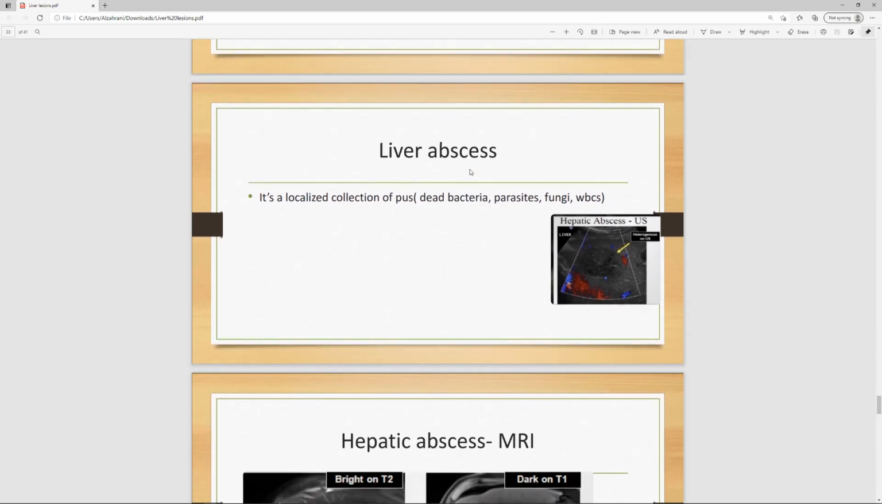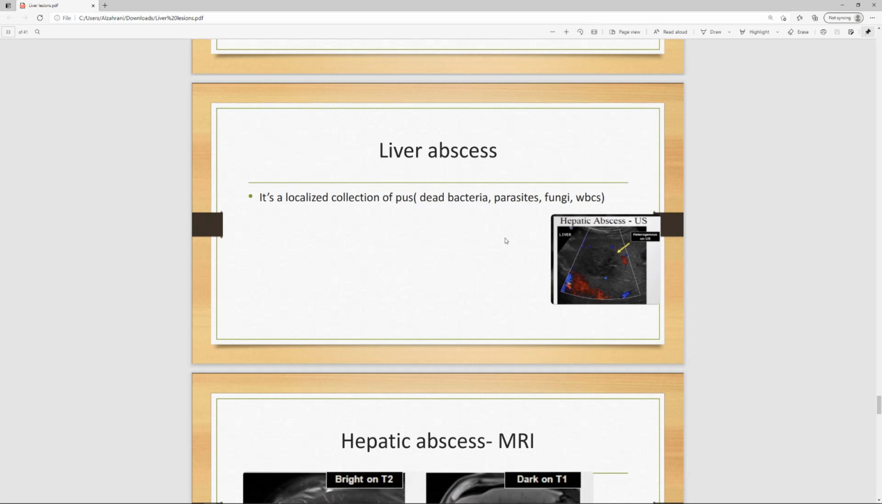As you know, what does abscess mean? Means pus. What does pus mean? Means dead bacteria, parasites, fungi, and white blood cells. You can see the hepatic abscess here. It is heterogeneous on ultrasound.